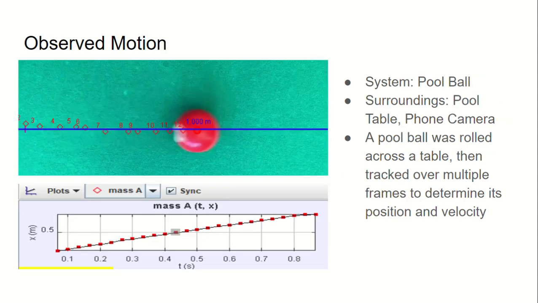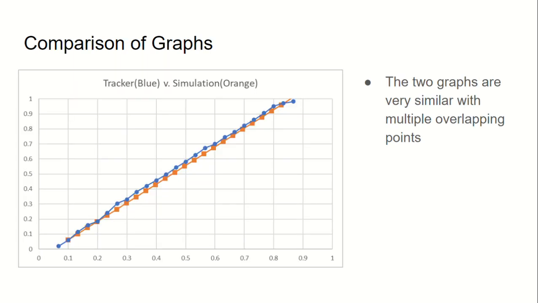In the observed model, the system is a pool ball and the surroundings are everything else around it, including the pool table and camera. The camera was set up, then the pool ball was rolled across the table. After this, tracker was used to go frame by frame and plot the position of each point to create the graph below. While the line is not perfectly linear, it is a very close match to the predicted model. A comparison of the two graphs shows that they are both very similar, and while the simulation in orange is a perfect linear progression, the tracker in blue is not.